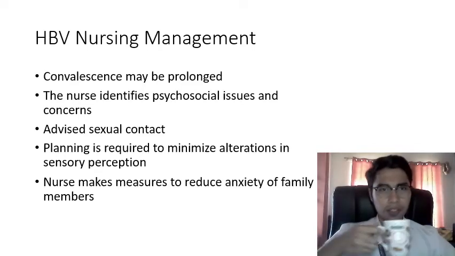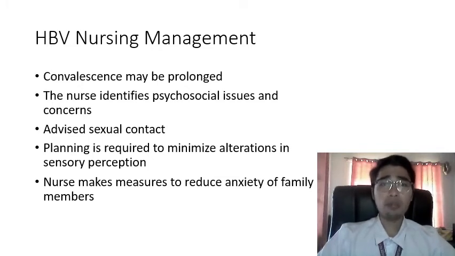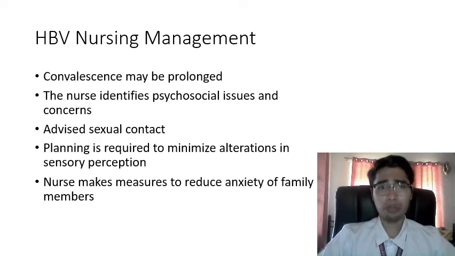Okay, what is our nursing management? We have to understand that convalescence, or the recovery period, may be prolonged, with complete symptomatic recovery sometimes requiring 3 to 4 months or longer. During this stage, gradual resumption of physical activity is encouraged after the jaundice has resolved. So once the jaundice has resolved, we encourage the patient to progressively ambulate to regain strength.